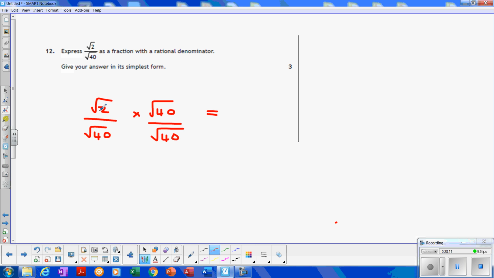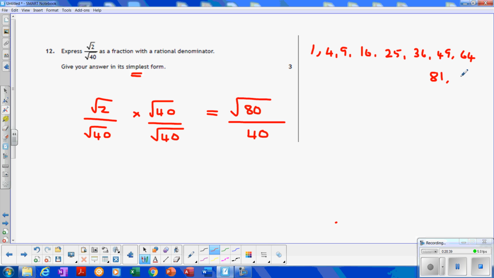Now, I've got root 2 multiplied by root 40. I can extend that root right across there and do 2 times 40, which is 80. And root 40 times root 40 is equal to 40. Now, we want to write this in its simplest form, so we're going to think of our square numbers: 1, 4, 9, 16, 25, 36, 49, 64, 81 and 100. So we're going to look and see what's the biggest one that divides into that. So go down your list, and when I go down the list, it's 16.